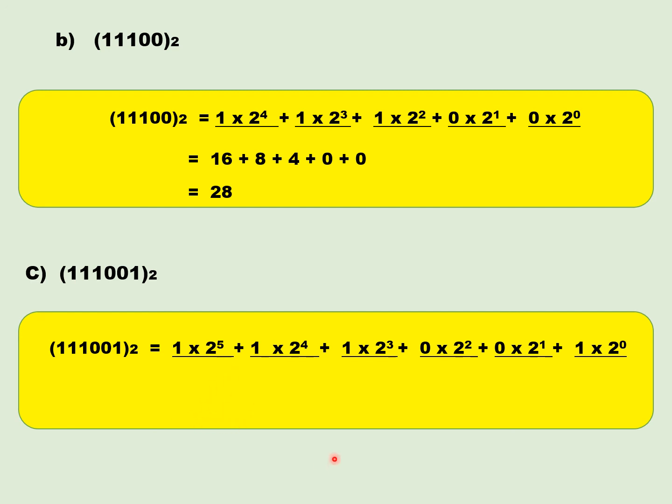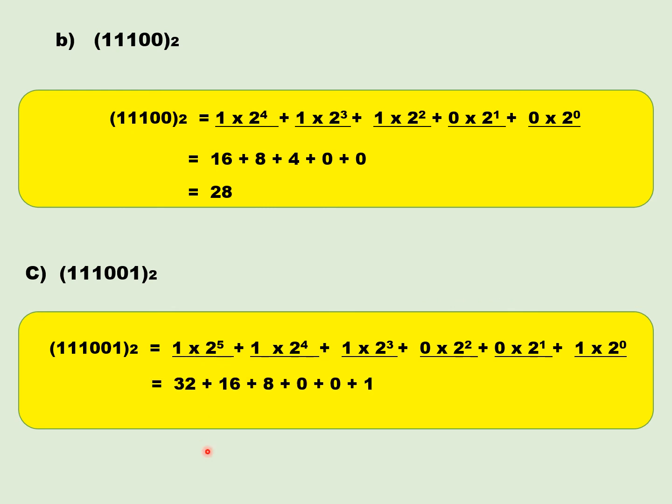What will be the answer of 2 raised to 5? 2 raised to 5 means 5 times 2 you have to multiply. We will make a rough calculation and see: 2 into 2 into 2 into 2 into 2. That's the meaning of 2 raised to 5. 2 into 2, 4 into 2, 8 into 2, 16 into 2, 32. So here the answer will be 32 into 1, so this will be 32.